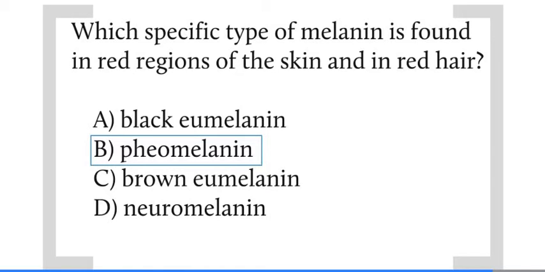The version of melanin that gives skin and hair a reddish color is called pheomelanin. Actually, in red hair, there's a little bit of the brown eumelanin at levels that would normally make hair blonde, but adding pheomelanin to that makes that hair red. And then in certain areas of the skin, such as the areolae around the nipples on the breast, there's pheomelanin making it a reddish kind of color.